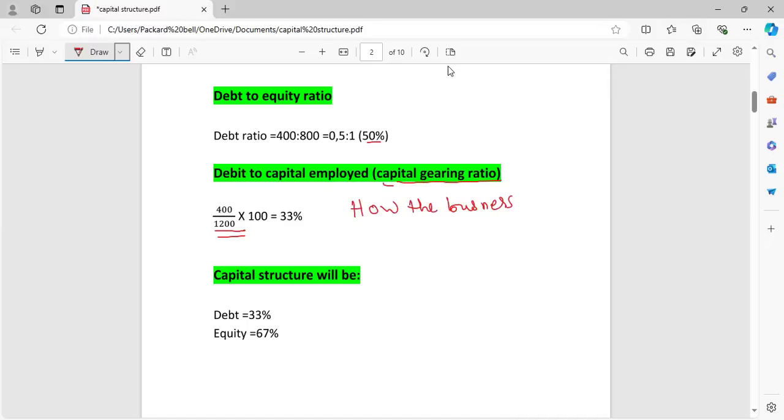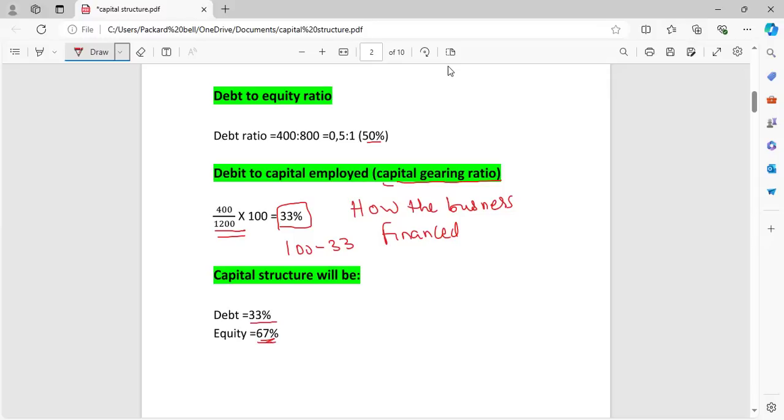How the business is financed. That's your capital gearing ratio. So if your debt is 33%, obviously, once you calculate the debt, there is no need for you to calculate the equity. You just subtract it from 100. 100 minus 33 will give you the remainder, which is going to be equity. So which means in this case, the business is financed through 33% debt and 67% equity.